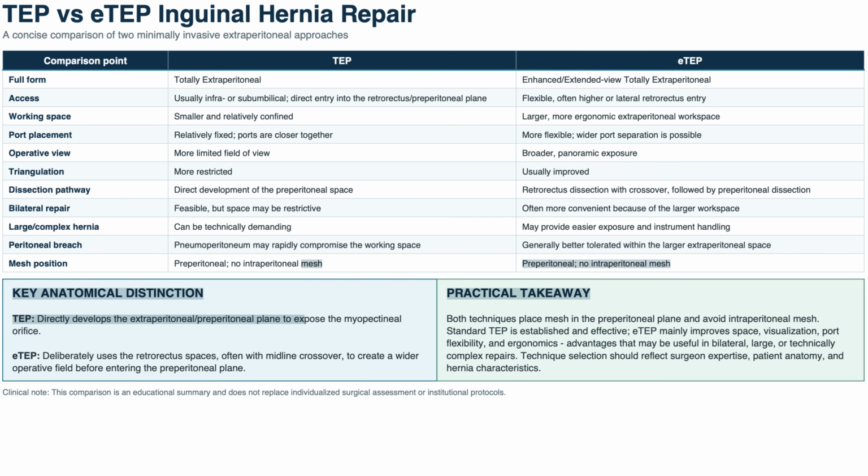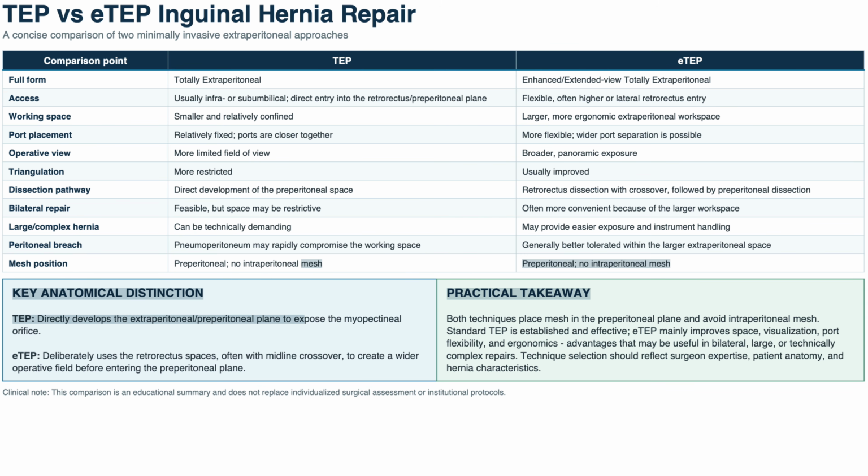eTEP bilateral repair is also flexible, but generally eTEP is performed with a wider, larger workspace. A large complex hernia can be technically very demanding by TEP, but in a large hernia extended TEP is good. Peritoneal breach is more common in eTEP but generally better tolerated, whereas the peritoneum can breach easily in TEP. Mesh position is preperitoneal in TEP and also preperitoneal in extended TEP. We do not go for intraperitoneal mesh.